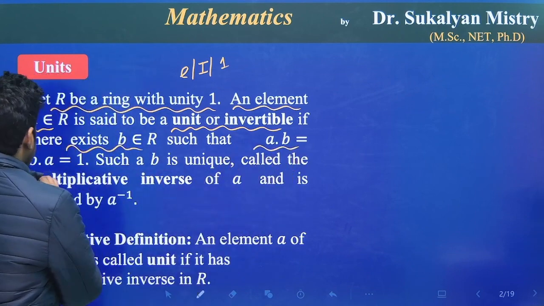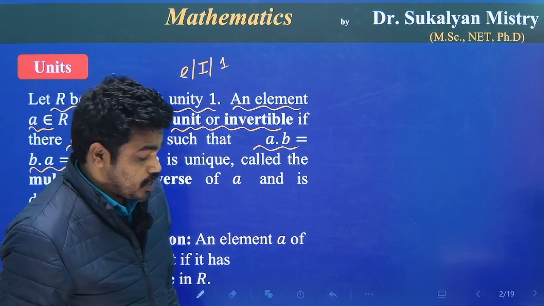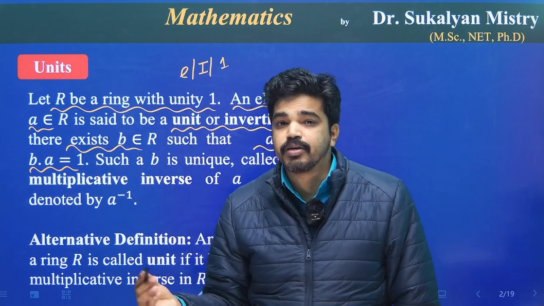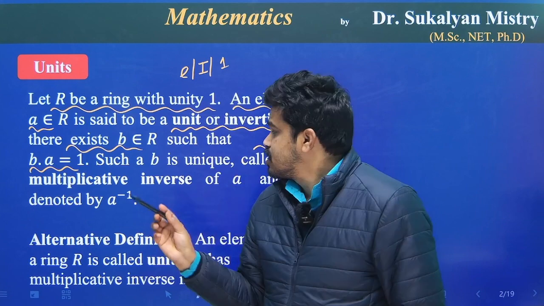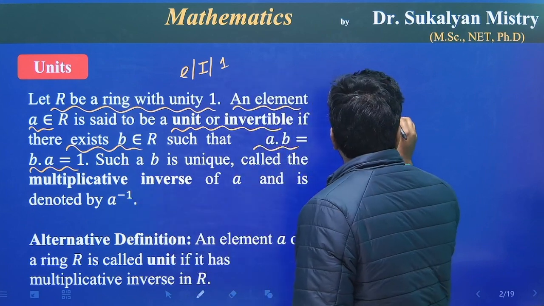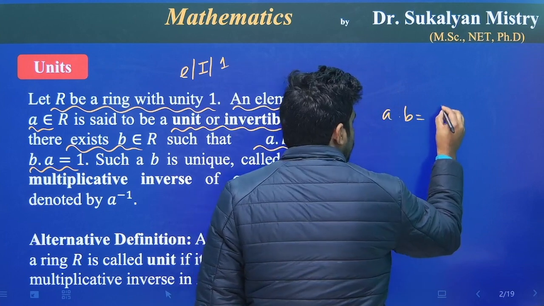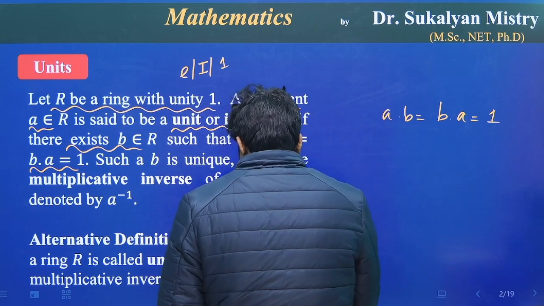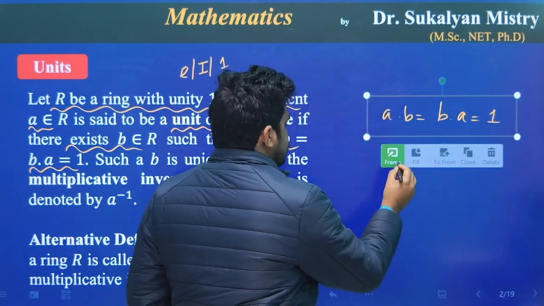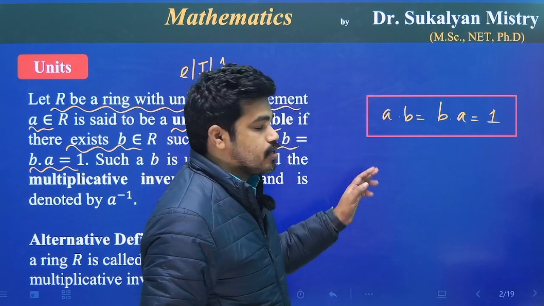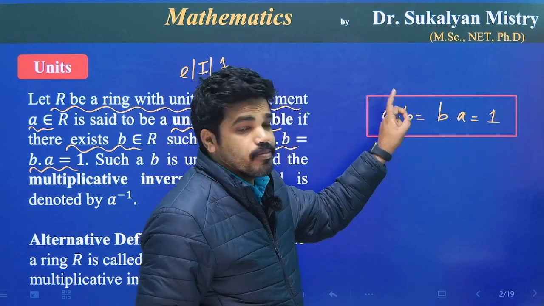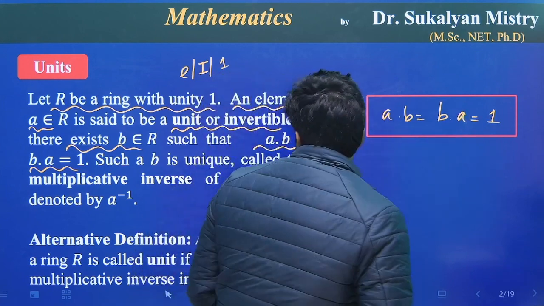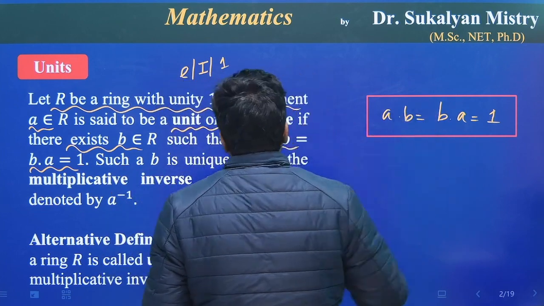Okay, ঠিক. An element A is said to be unit or invertible if there exists another element B such that A dot B is equal to B dot A is equal to 1. Okay, ঠিক আছে. An element A is said to be unit element or invertible if there exists another element B such that A dot B is equal to 1 or B dot A is equal to 1. Right? ঠিক. And this B is unique.